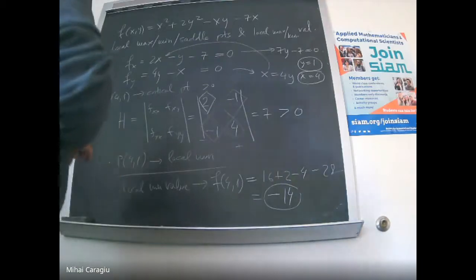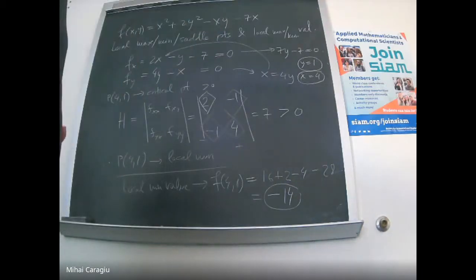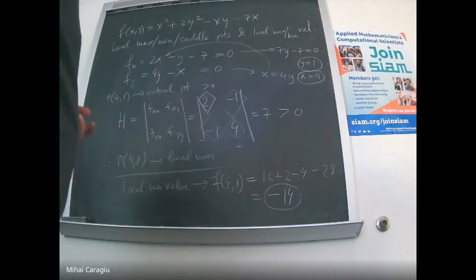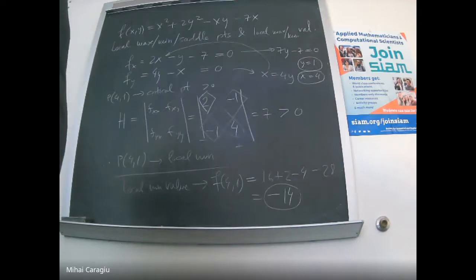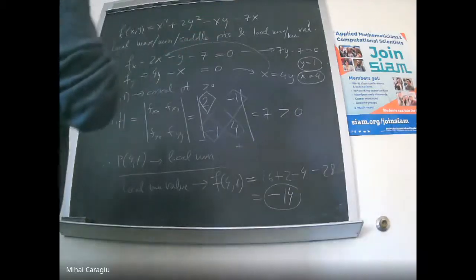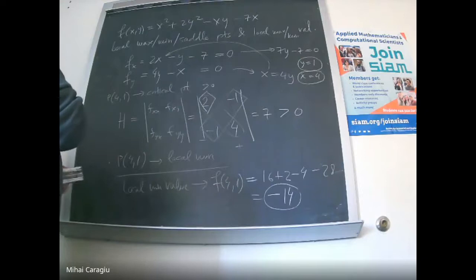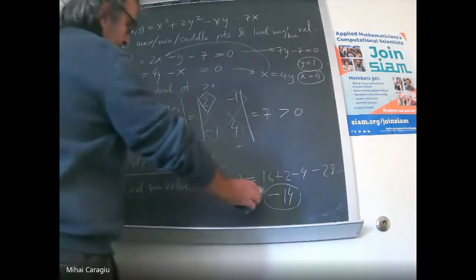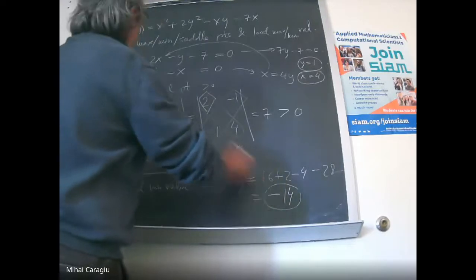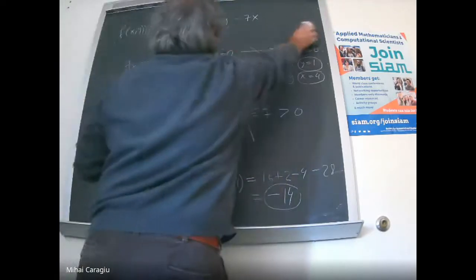Okay, so there are no others. We have only one critical point, and that critical point is a local minimum, and the local minimum value is minus 14. Now let's use the same data to solve a problem of absolute maximum slash minimum, so that we can use those results for our convenience. So we have this function again. Let's keep in mind the critical point and the value minus 14. Now we can erase this stuff, and you keep in mind what we got so far.